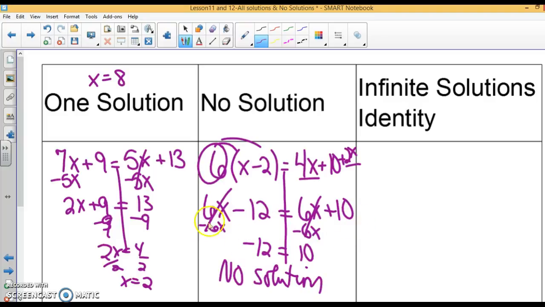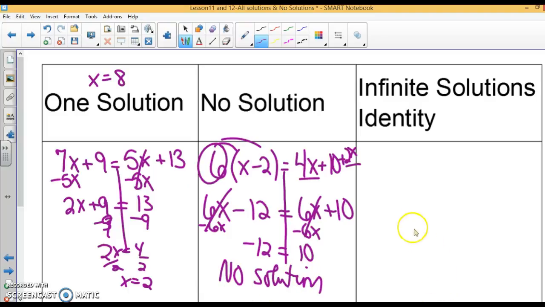Let's look at this side. Let's pretend x was 5. 6 times 5 is 30, minus 12 is 18. 6 times 5 is 30, plus 10 is 40. They do not equal. They will never be equal because we're doing 6 times a number, and then on the left we're subtracting 12, and on the right we're adding 10. There is no number in the world that will work. So there is no solution. So all variables are gone, and a false statement means no solution.